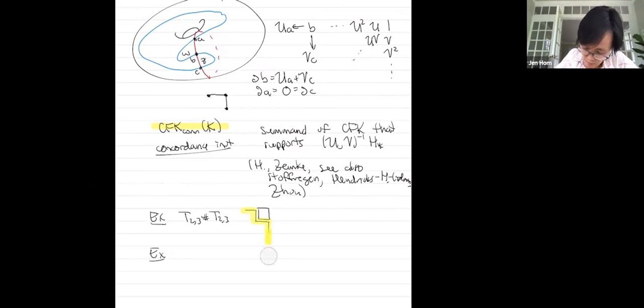Let's look at another example. Let's look at the figure 8. The knot Floer complex for the figure 8, which I'll call J, consists of this single dot and then this box here. The summand of this that supports the localized homology is actually just this dot right here. So that's what CFK connected looks like for this example.